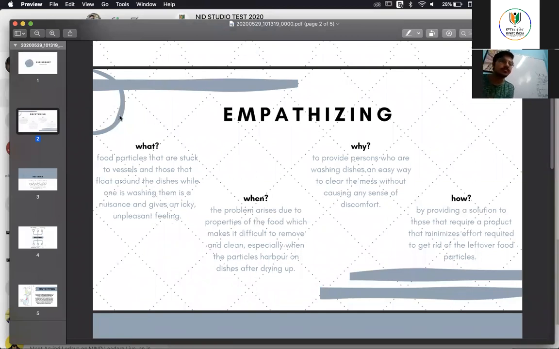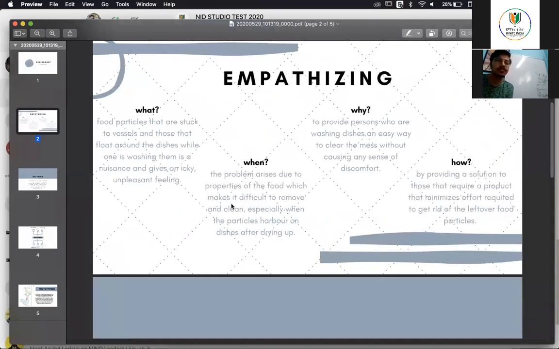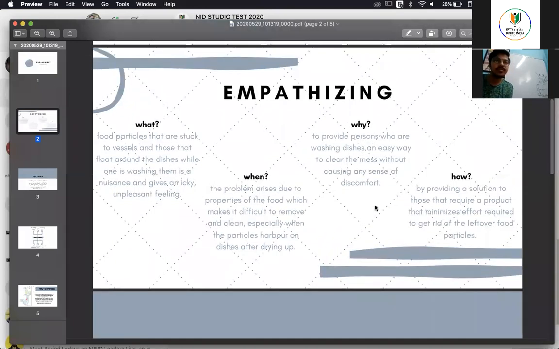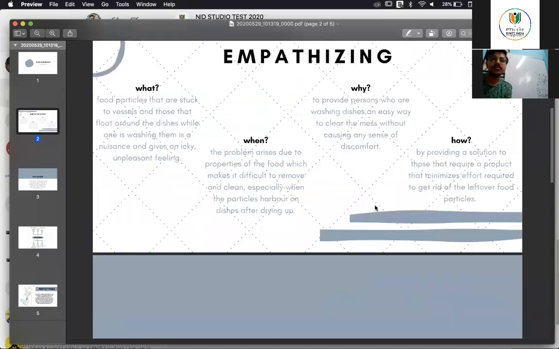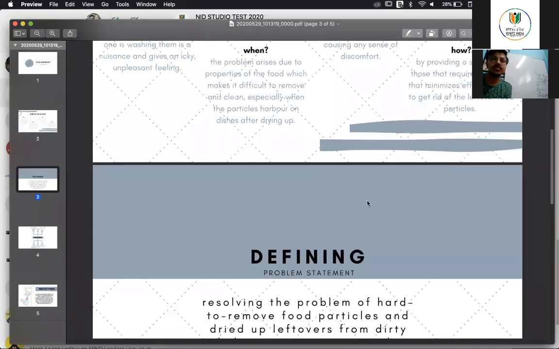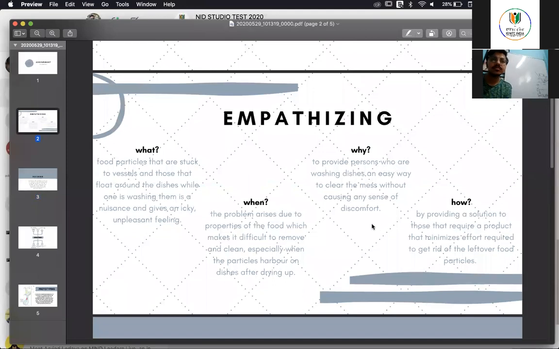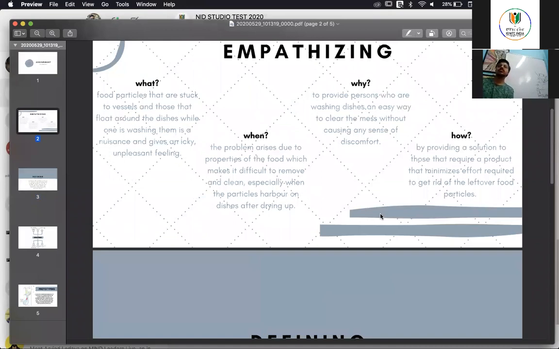So first, starting with empathizing, I empathized what, when, why, and how. The food particles stuck to vessels give an unpleasant feeling. And the problem arises when they're difficult to remove for people washing the dishes. So we wanted to come up with a solution to minimize the effort it takes to get rid of the food particles stuck there. And then I defined the problem statement below.